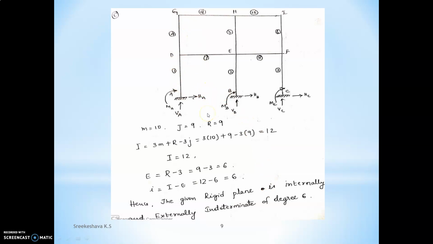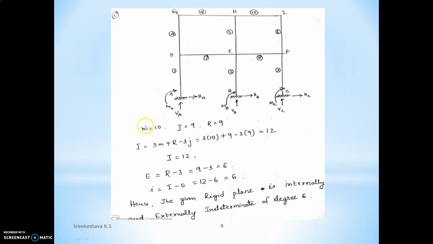This is also similar to the previous problem. Now count the number of members. So here 1, 2, 3, 4, 5, 6, 6 columns and 4 beams. Totally 10 members, 10. Count the number of joints. In each vertical plane we have 3 joints, 3 joints, 3 joints. Totally it will become 9 joints. Next count the total external support reactions. A, B, C. In all we have fixed supports, then it will become 3 plus 3 plus 3, totally 9 support reactions.